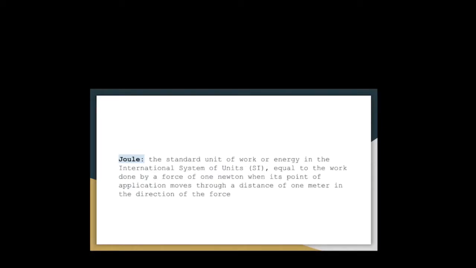Joule is the standard unit of work or energy in the International System of Units, equal to the work done by a force of 1 Newton when its point of application moves through a distance of 1 meter in the direction of the force.